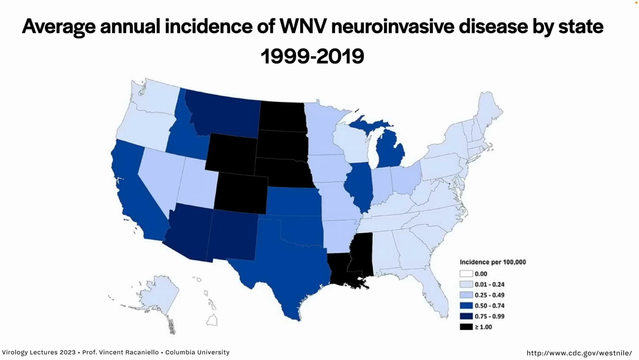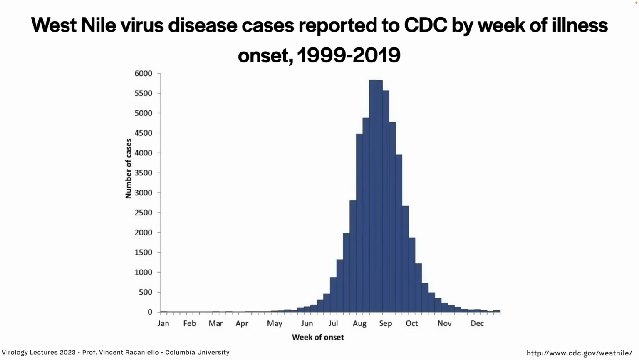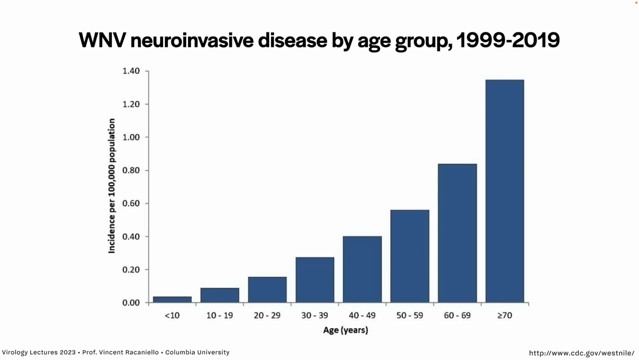Just a few slides on numbers in the U.S. This is the average annual incidence from 99 to 2019. And the darker states have higher incidence. So you can see Midwestern largely. We have some here in the Northeast, but not a lot. States where there's high density of these mosquito populations. It's seasonal. You can see it's peaking in the summer months, which is when the mosquitoes are active, and we're outside and we're able to be bitten by mosquitoes. The mosquitoes are not active in the other months, of course.